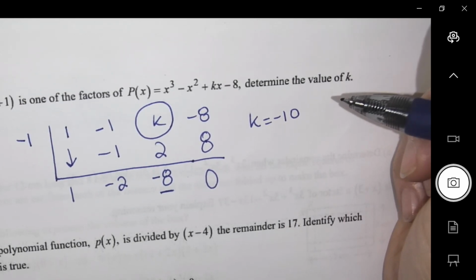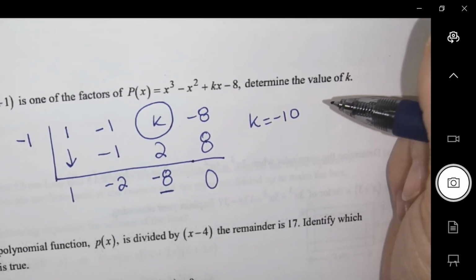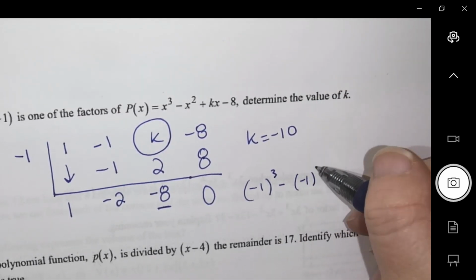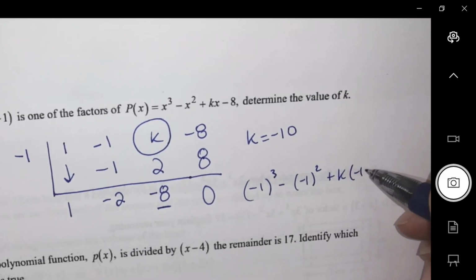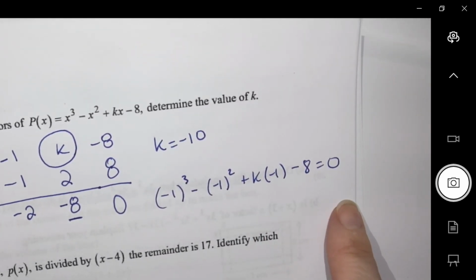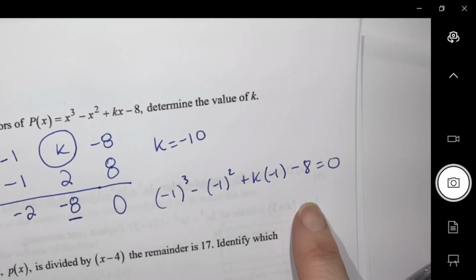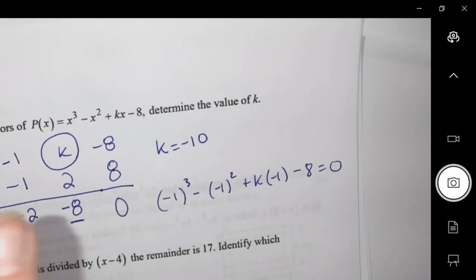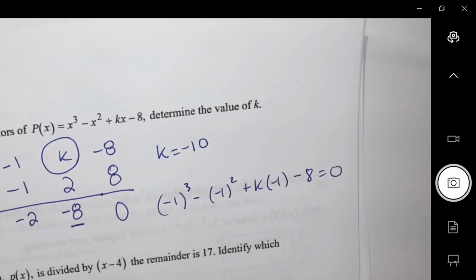Okay? I did that the synthetic division way, but you could have also done it the remainder way. You could have just plugged in a negative 1 and made it equal to 0 as well. You could have solved that equation. Okay? I don't know why, but almost everybody last year just picked synthetic division every time. So, I mean, you can pick either one, but that works too.